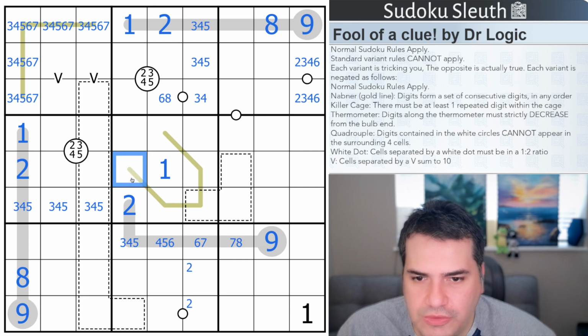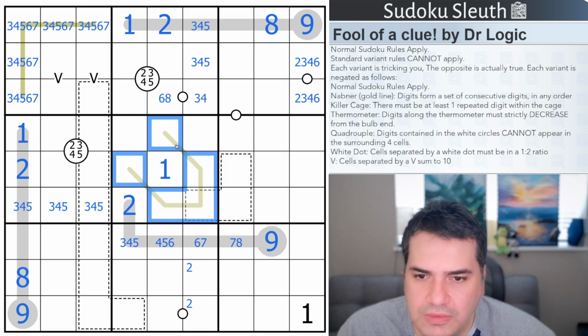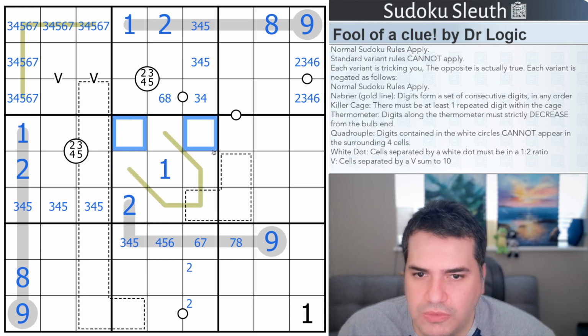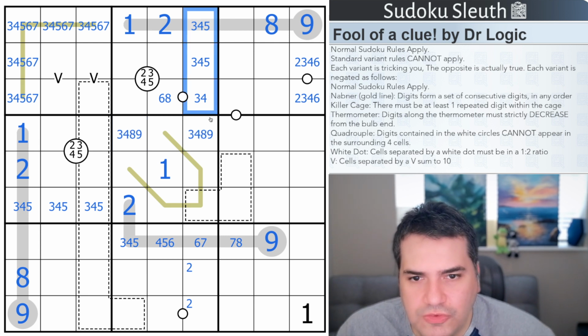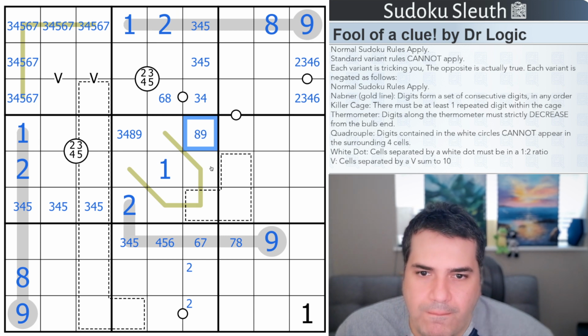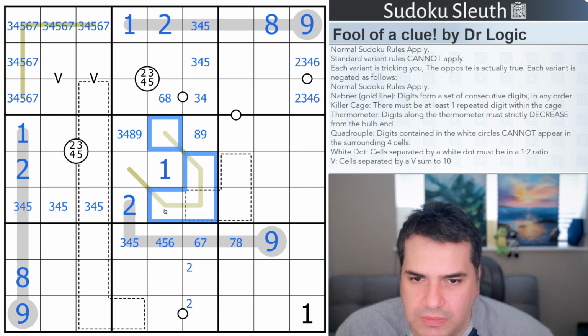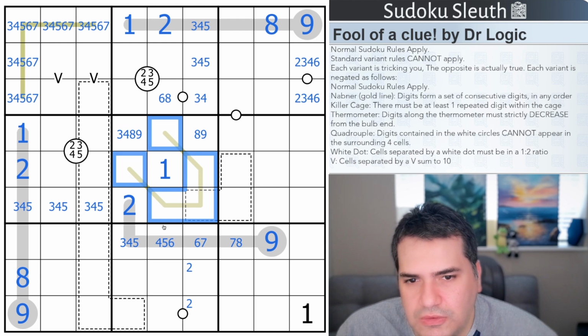Now, essentially, I either have 3, 4, 5, 6, 7, or 4, 5, 6, 7, 8, or 5, 6, 7, 8, 9. I mean, it does make these quite restricted. It's essentially from 3, 4, 8, or 9. This, because of the 3, 4, 5, tells me this is not 3 or 4, it's 8 or 9. Which tells me at a minimum that 4 has to be on the Nabner line. Is that the right way to think about it?